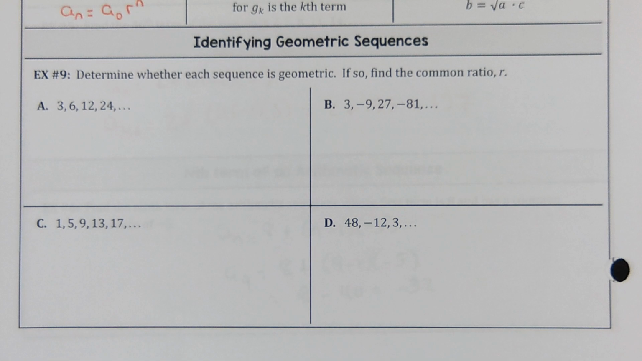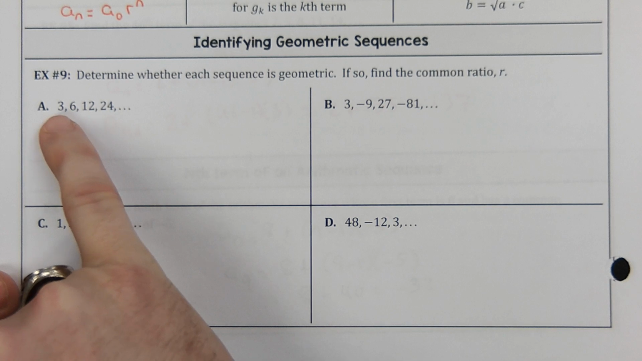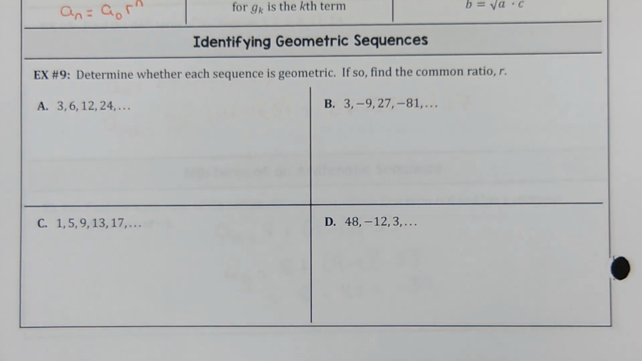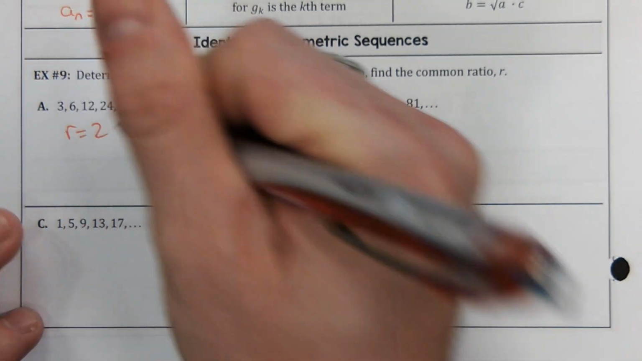All right, so we're looking at these sequences and we want to know, are they geometric? And if so, what is the common ratio? Well, that just means, is there something you're multiplying by every single time? Does that pattern hold true the entire time? Is there something I'm multiplying by to get from 3 to 6, but it's also from 6 to 12, it's also from 12 to 24? What am I multiplying by? Multiplying by 2. R equals 2, so it is geometric.